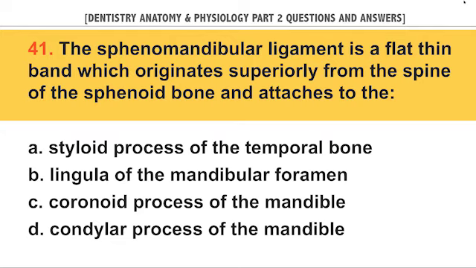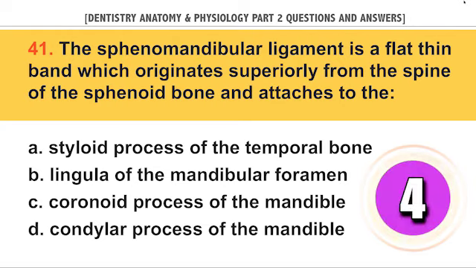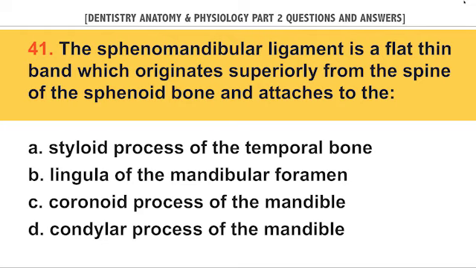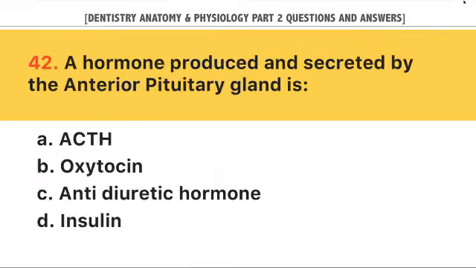The sphenomandibular ligament is a flat, thin band which originates superiorly from the spine of the sphenoid bone and attaches to the A. Styloid process of the temporal bone, B. Lingula of the mandibular foramen, C. Coronoid process of the mandible, D. Condylar process of the mandible. Answer B. Lingula of the mandibular foramen.